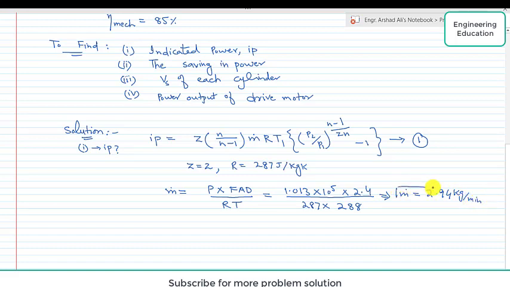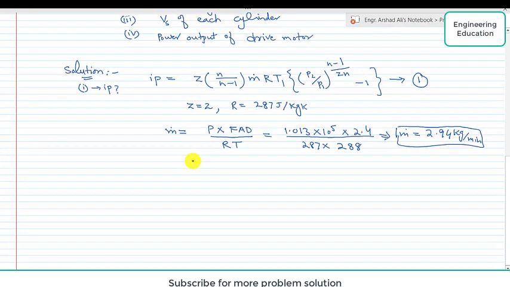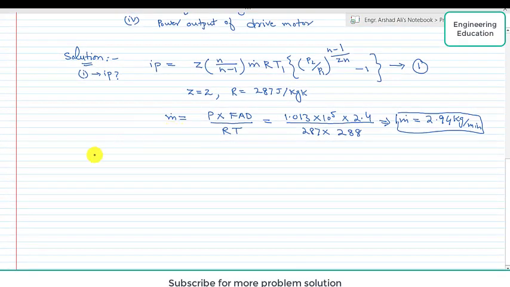So putting this value and the values of Z, n, R in expression 1 to find the indicated power, expression 1 becomes indicated power is equal to 2 into 1.25 over 1.25 minus 1, m dot is 2.94.